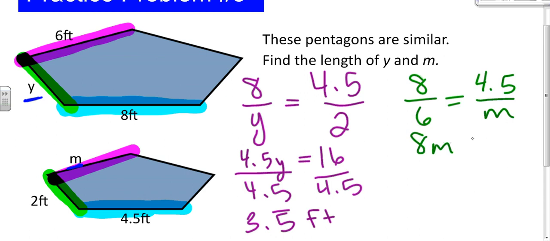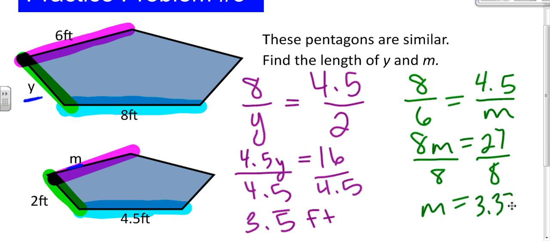8 times M is 8M. 6 times 4.5 is equal to 27. And then divide both sides by the coefficient, and M will be equal to 3.375, or 3 3/8. And that's how we use proportions to solve scale problems and similar figure problems.